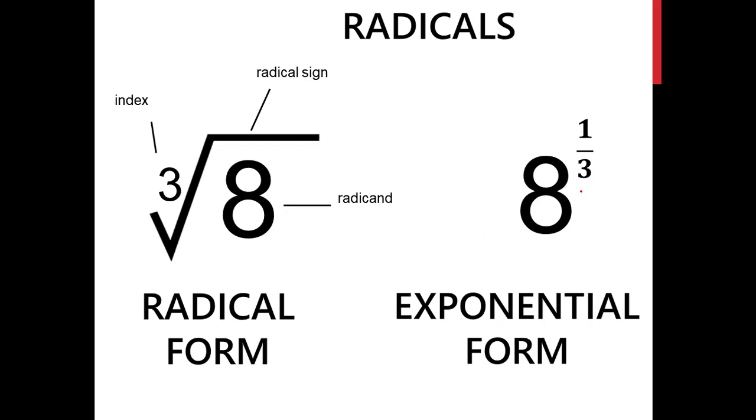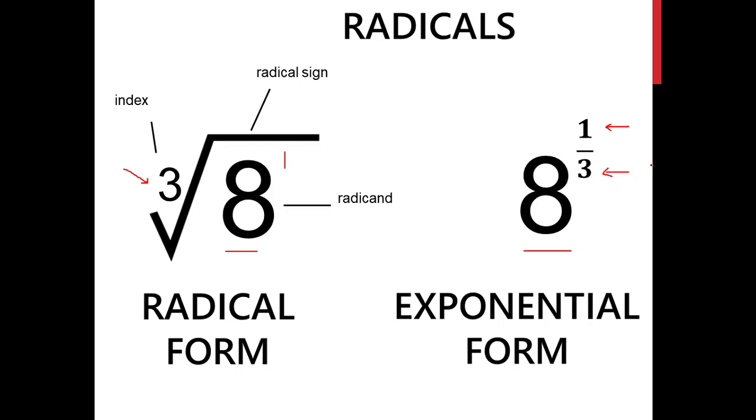Again, the exponential form of the cube root of 8 is 8 raised to the power 1 third. The radicand 8 becomes the base in the exponential form. The index here becomes the denominator of the exponent of 8, while the power on the radicand becomes the numerator in our exponential form.